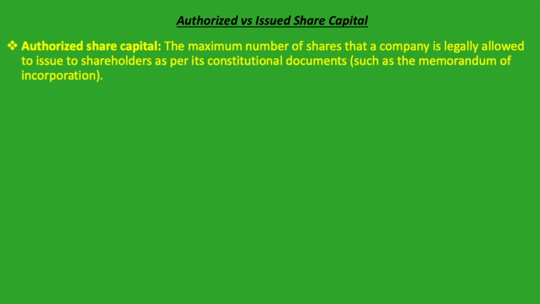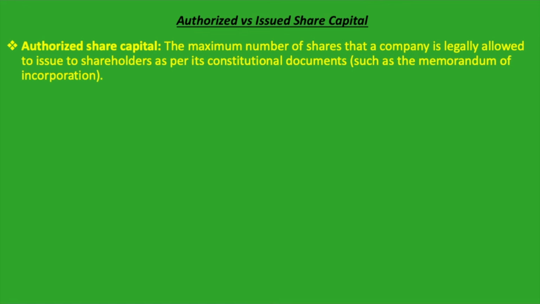Authorized share capital is the maximum number of shares that a company is legally allowed to issue to shareholders as per its constitutional documents, such as the Memorandum of Incorporation. So basically, this is what has been agreed upon, that this is the total number of shares that the company can issue. Now, if you see authorized share capital to be 10,000 shares, it does not mean that the company has issued 10,000 shares or it has received money for 10,000 shares. It means at the maximum, the total number of shares we can issue as a company is 10,000. So it just shows you the maximum.